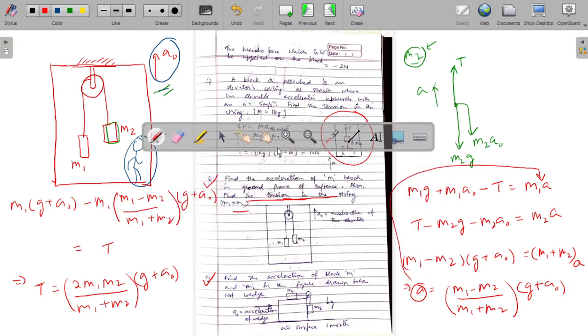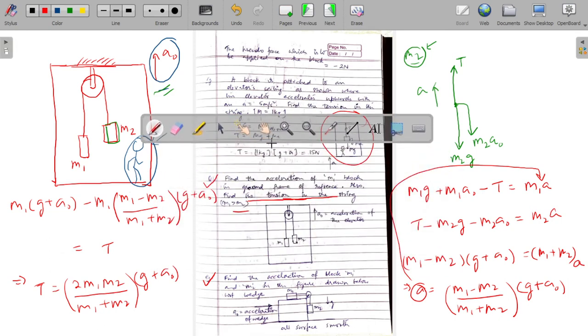In the next question we have a big wedge which is accelerating to the right with an acceleration a naught. It is given that all surfaces are smooth and we are supposed to find what is the acceleration of block m1 and m2 in the figure which is drawn below. So m1 and m2 masses are sliding on top of this wedge which is moving to the right with an acceleration a naught. Acceleration due to gravity is given as g. We are supposed to find what is the acceleration of block m1.